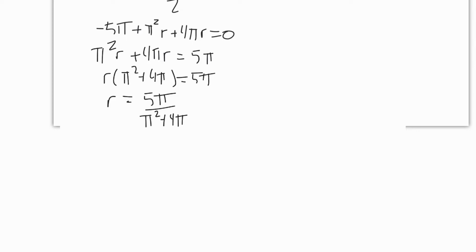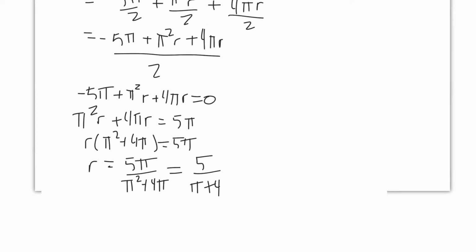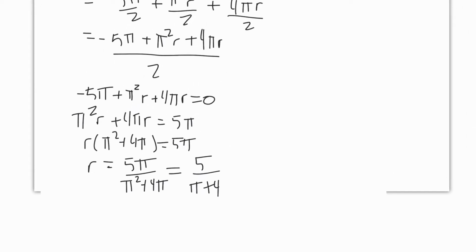All right. Now we could actually reduce that a little bit. There's a pi in common, so we could get 5 over pi plus 4. Now we do need to look back at the original setup, because when we do our sign diagram here, we need to figure out what happens when we pick a number bigger than 5 over pi plus 4.